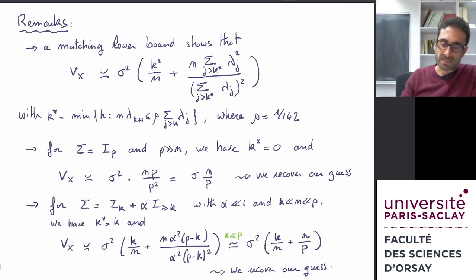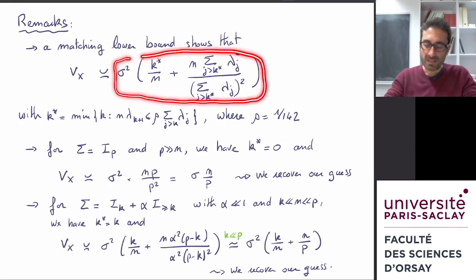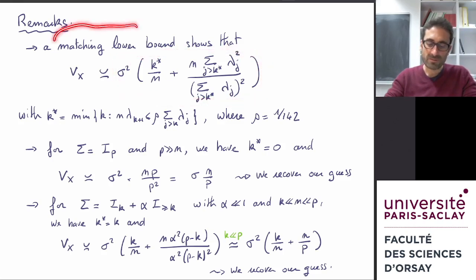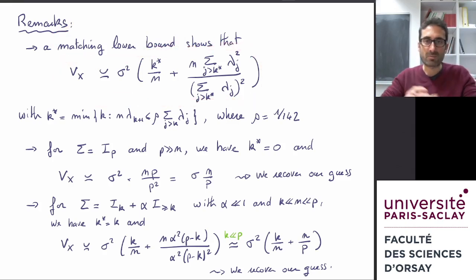All right, so just a small recap in order to finish this lecture, which is a bit more technical than the others. We have proved that the variance is upper bounded by this term, and actually we can prove a lower bound, which is of the same order of magnitude up to some constant. So actually this is really the order of magnitude of the variance. Okay, so this upper bound is almost an equality.